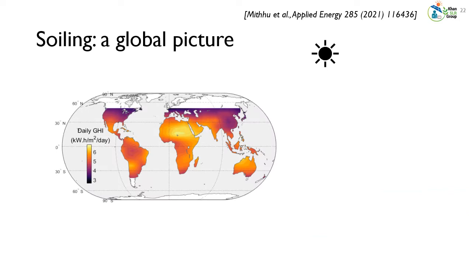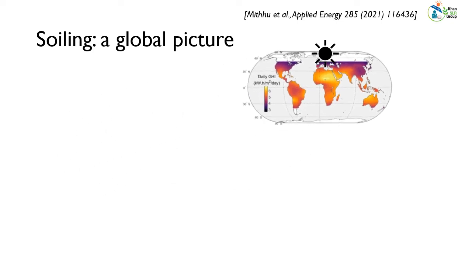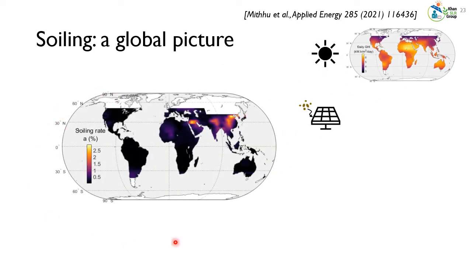Now let's have a look at the global picture. Of course, we can gather the information for daily GHI. We have made an estimate of a global picture of soiling rate using soiling experiments from literature from about 130 sites over the globe. You can see that there are patches here which show that soiling rate can be very, very high at certain locations. It's medium around here, and then for other parts of the world it's pretty low.